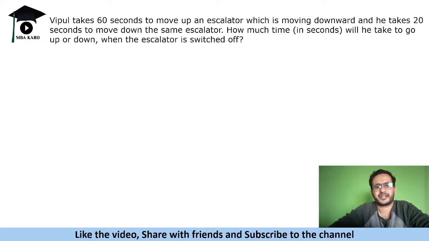Okay, next, Vipul takes 60 seconds to move up an escalator which is moving downward, and he takes 20 seconds to move down the same escalator. How much time will he take to go up or down when the escalator is switched off? Escalator based question. How do we approach this?